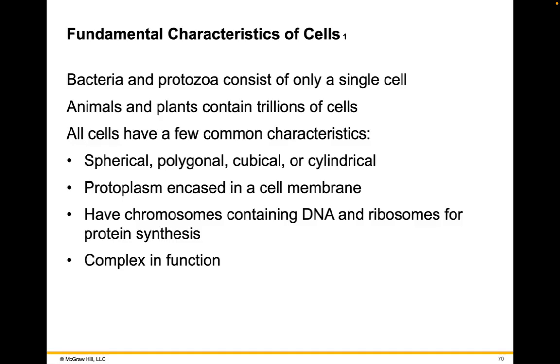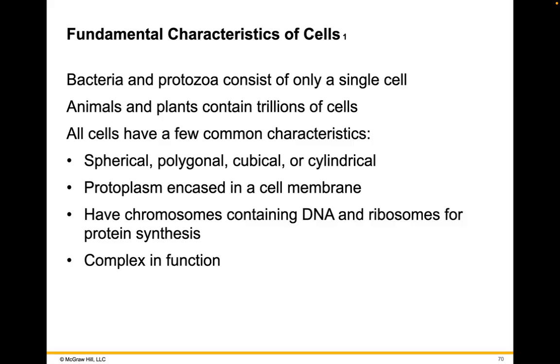Now, for your test, you're going to need to know that there are 3 types of cells. There's bacteria, archaea, and eukarya. Those are the domains we learned about. So bacteria and protozoa, they're made of only one cell. So every bacteria is one cell and every protozoa is one cell. And so we call them unicellular. Animals and plants have trillions of cells, and all cells have a few things in common.